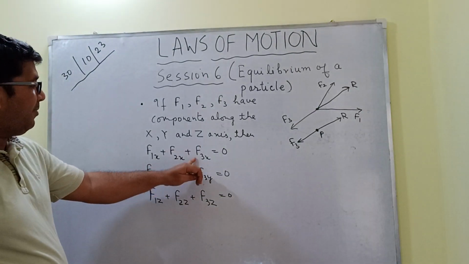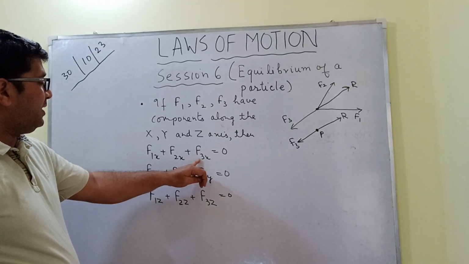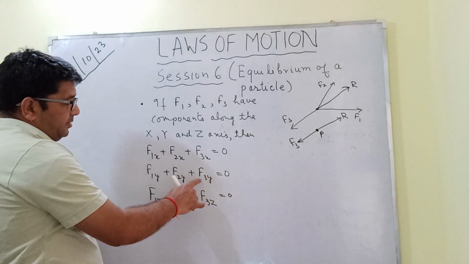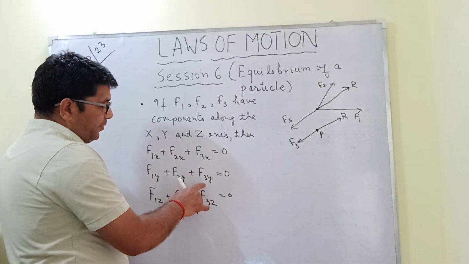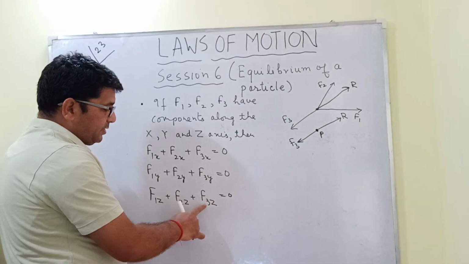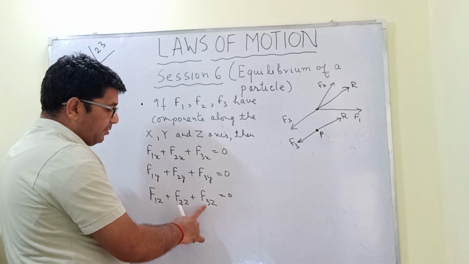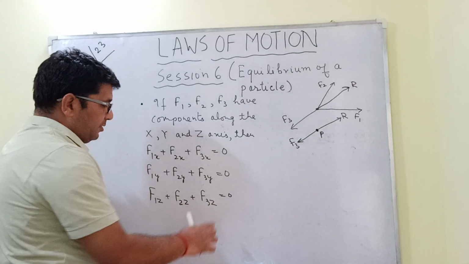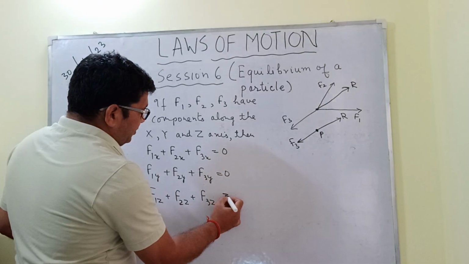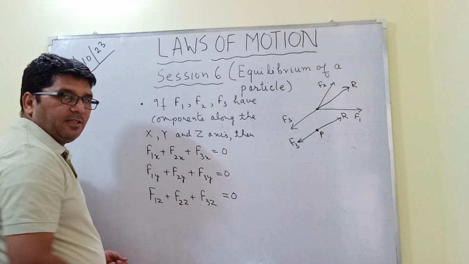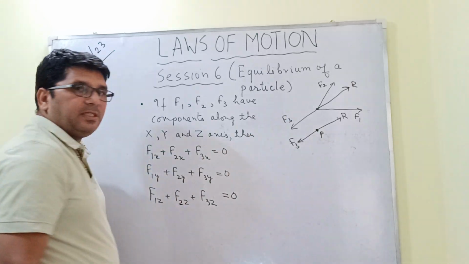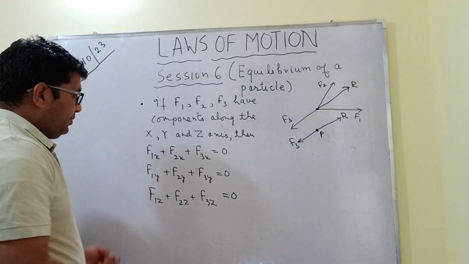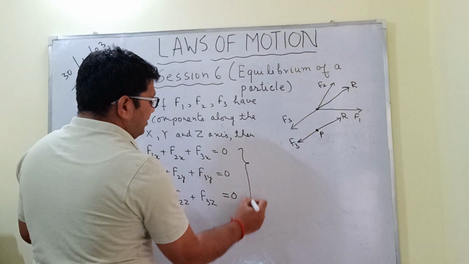Similarly, this F3x is the component of the force F3 along the x-axis. This is the component of the force F3 along the y-axis, and this is the component of the force F3 along the z-axis. So their vector sum should also be 0. If it is so, then this particle will be in a state of equilibrium. So this is also an important relation.